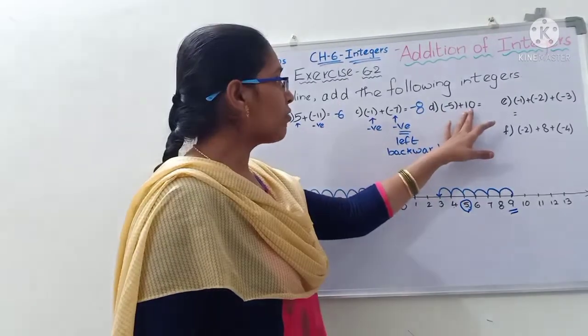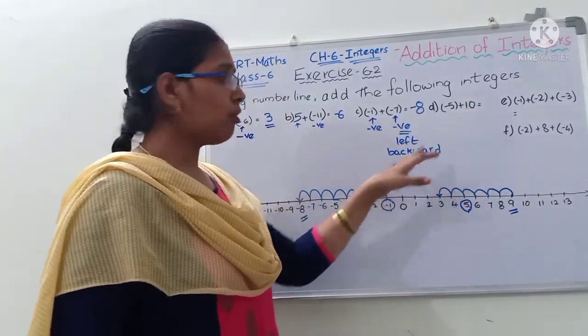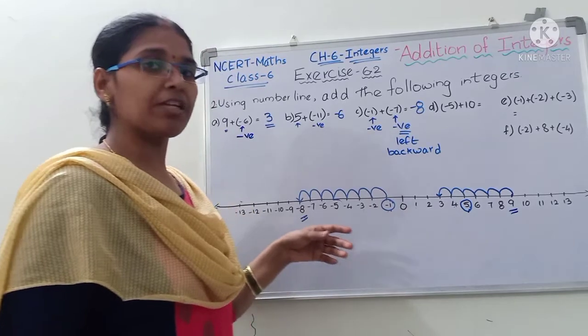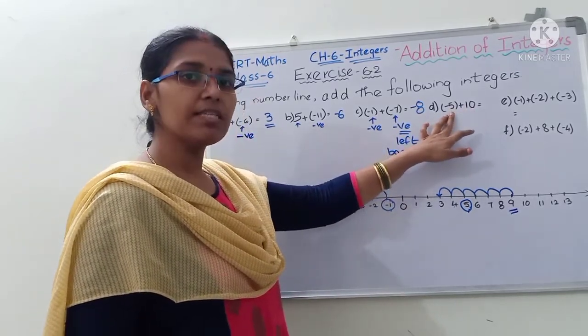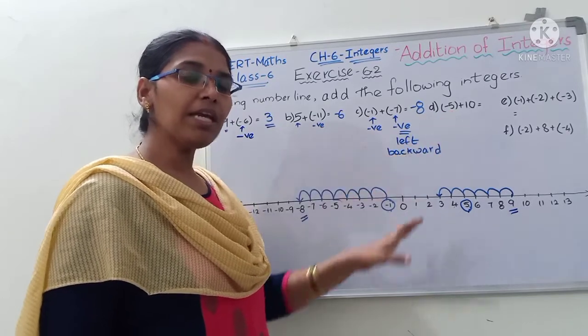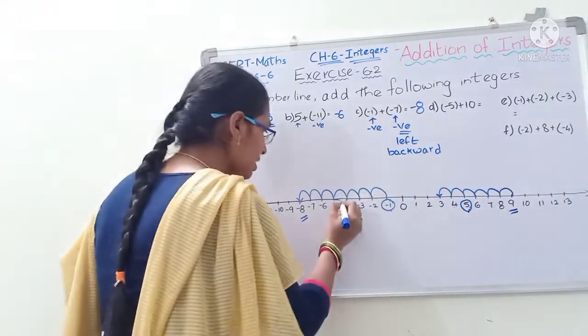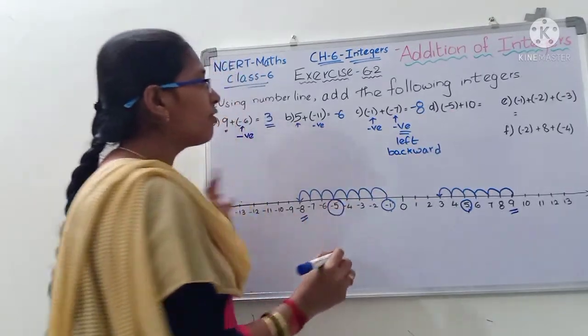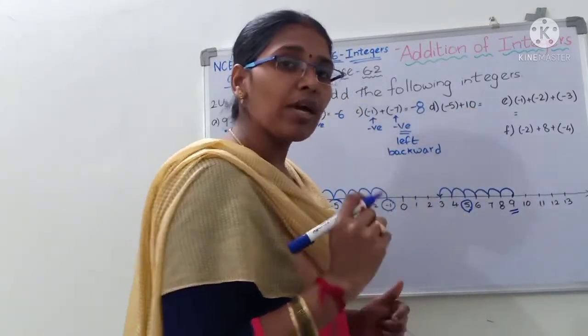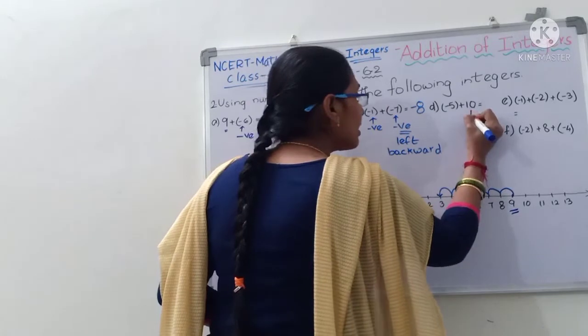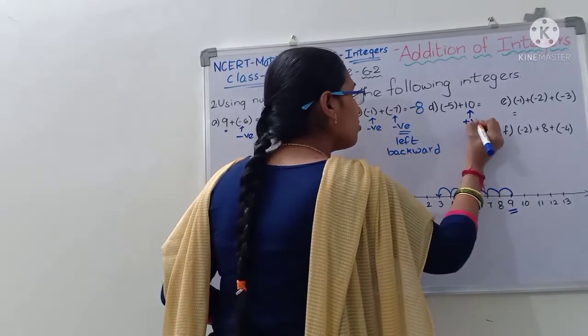Next question. Minus 5 plus 10. Let's solve a bit fast, children. Now you are perfect, right? Minus 5 plus 10. Minus 5 is a negative number, so it will be left side of the number line. Minus 5 is here. From minus 5, we should move 10 steps forward. Why, children? We are adding 10. 10 is a positive number.